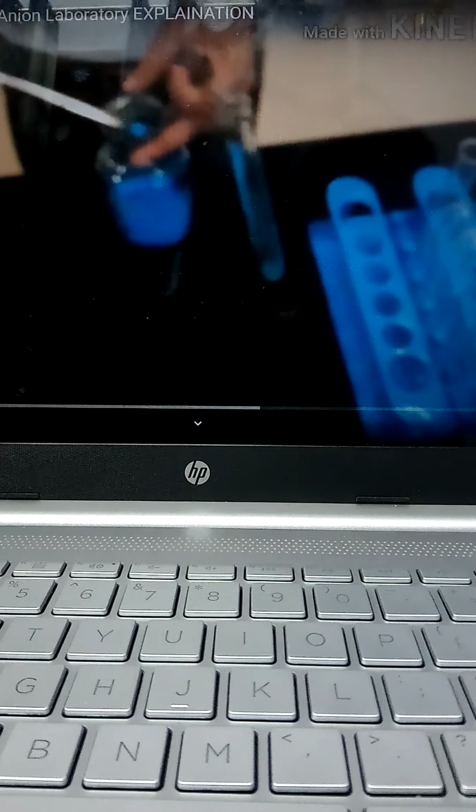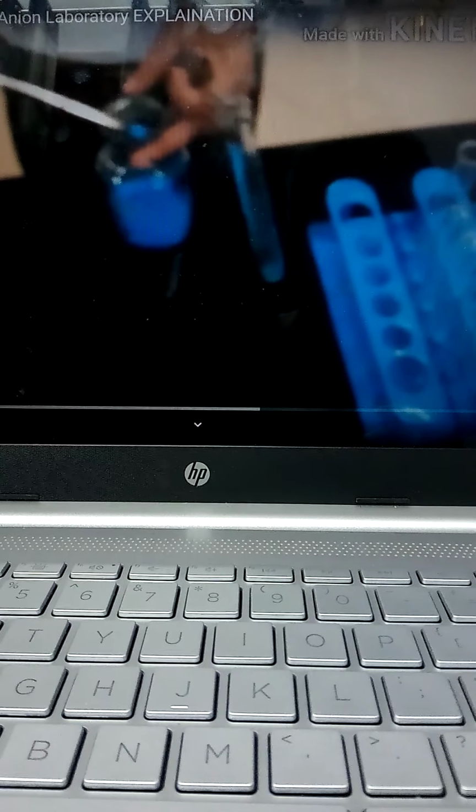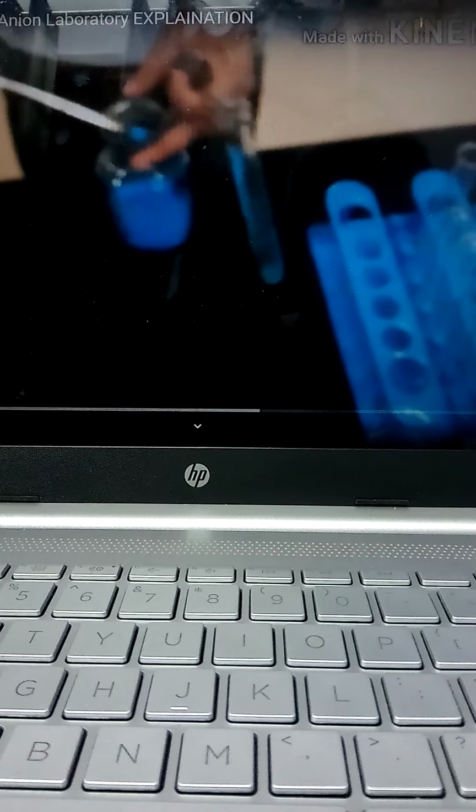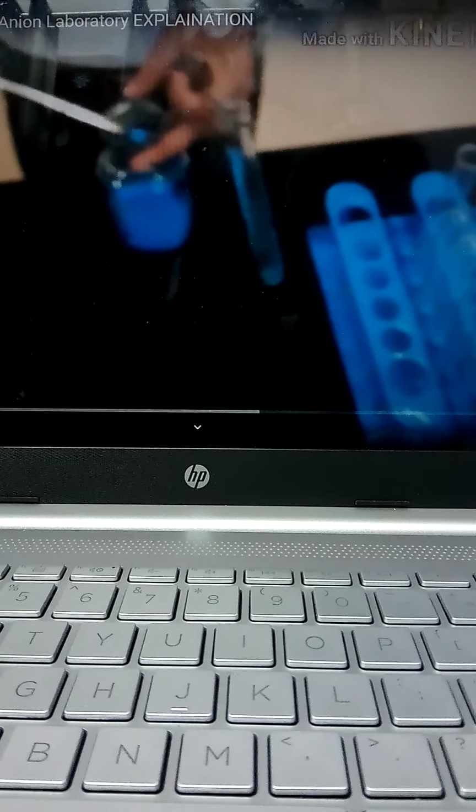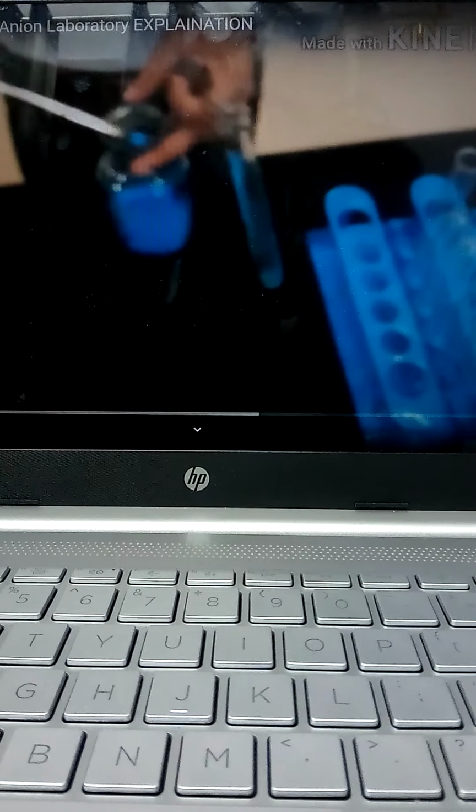I think in the previous session we learned analysis of first group basic radical. So now we will discuss analysis of second group basic radical. Usually, second group basic radical may contain either copper or cadmium ion. So let us perform the experiment.